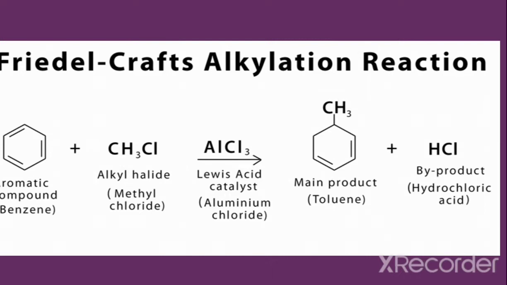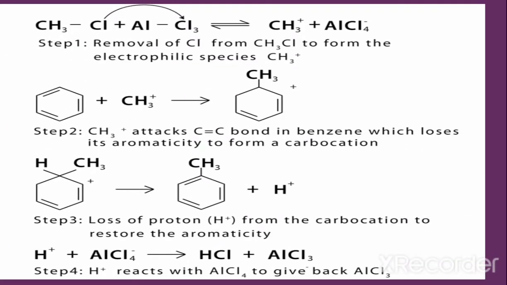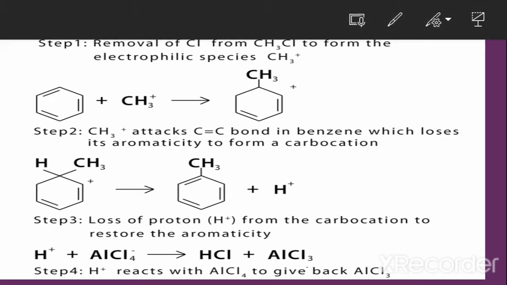So we will discuss its mechanism. Firstly, in the first step, there is removal of chlorine from the alkyl halide to form the electrophilic species, that is, an electrophile that contains a positive charge on it. So the methyl group acts as an electrophile.